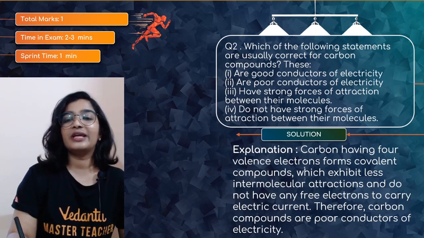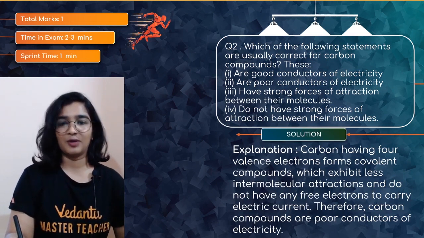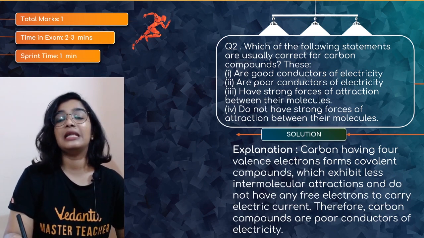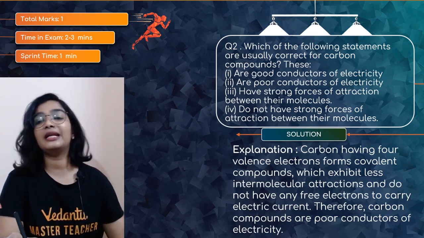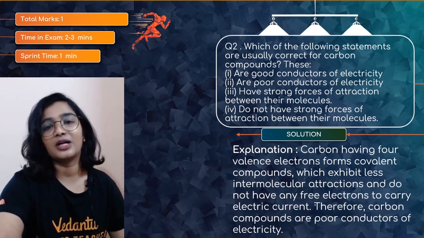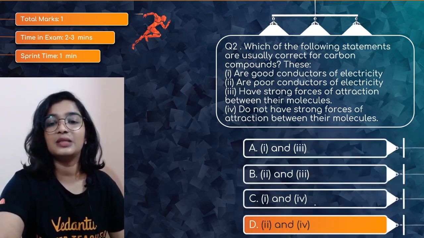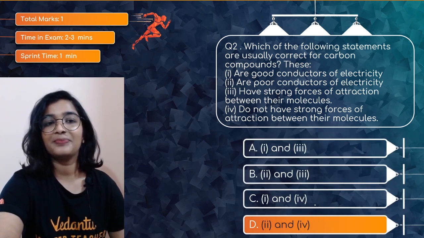Carbon having 4 valence electrons forms 4 covalent bonds. Yes, it is tetravalent, which exhibits less intermolecular force of attraction and does not have free electrons. So carbon compounds are poor conductors of electricity. So option D will be the right answer.